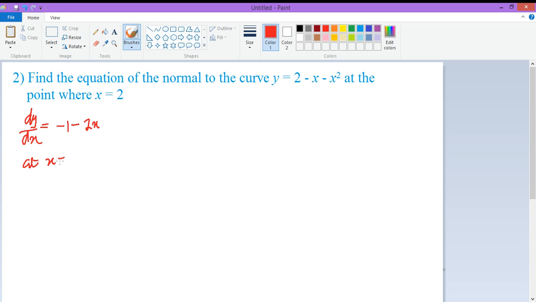At x is equal to 2, our gradient function dy over dx will be equal to negative 2 times 2, which gives us negative 4. Good. It means the tangent has a gradient of negative 4, but we are after the normal.